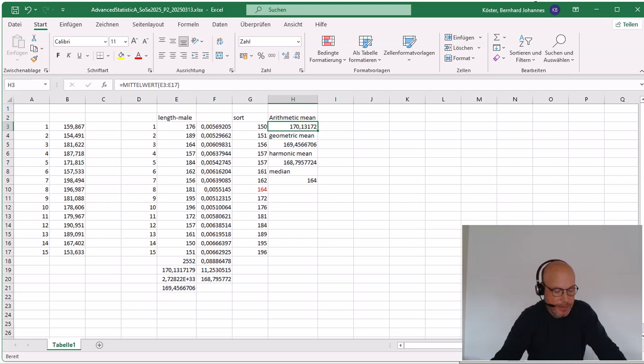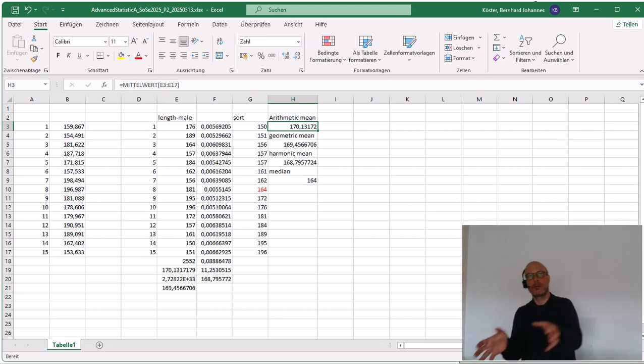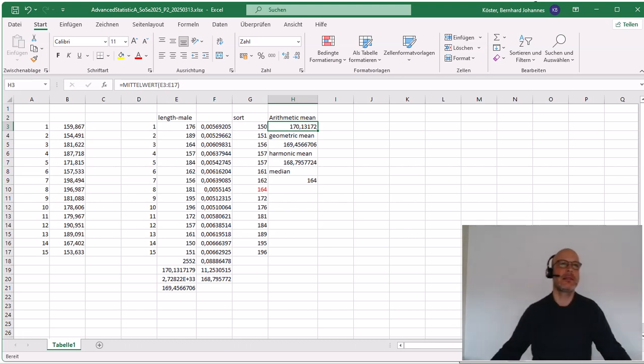And since we know this, we also already know that our distribution is not symmetric. Because if these two numbers coincided, then our distribution would be symmetric. Since the median is lower than the arithmetic mean, there are slightly more little people in our class.